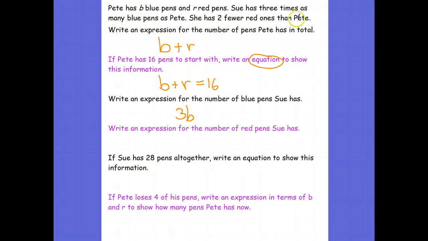Sue has 2 fewer red pens than Pete. Well, Pete has R red pens. If she has 2 fewer, that means we're going to have to subtract. So the implication is 2 fewer pens, it's R minus 2.